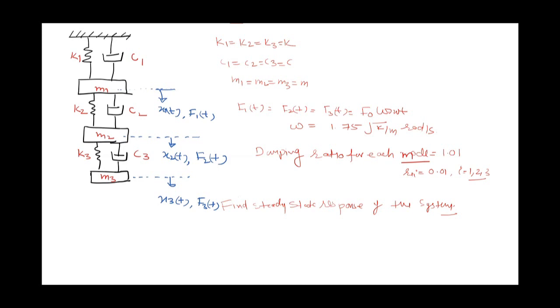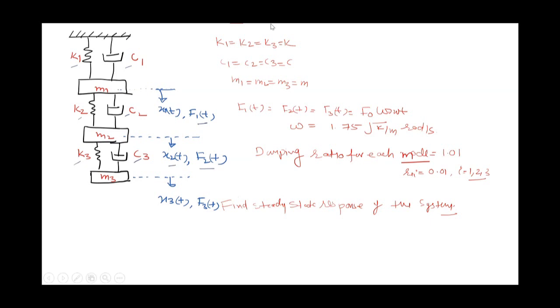These masses are connected with the help of springs K1, K2, K3 and three dampers C1, C2 and C3. This is a rigid support here. So this is our x1(t) and external force F1(t), and this is x2(t), F2(t), and this is x3(t), F3(t).